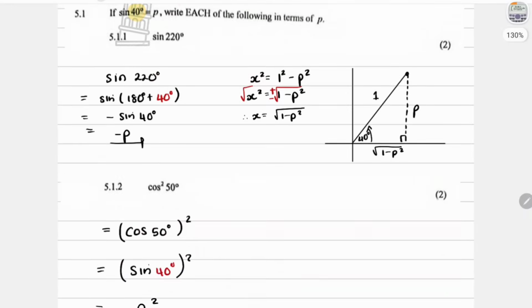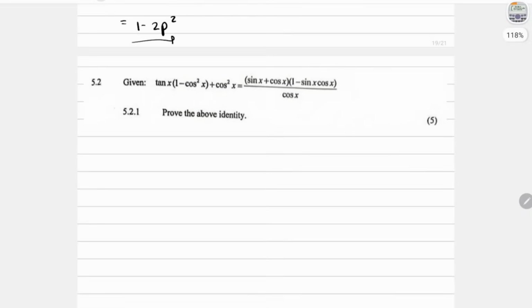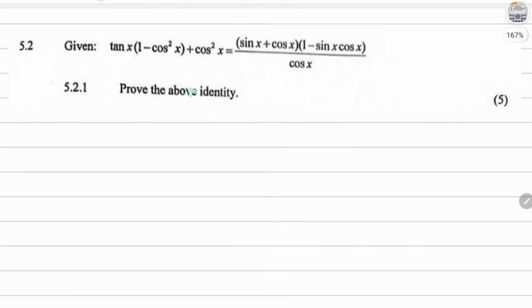Okay, so that is it for our trig diagram. Then we move on to 5.2. Now we're on 5.2 and it says given tan x times 1 minus cos squared x plus cos squared x is equal to, and it's equal to this. We have to prove the above identity. With trigonometric identities, you have two hand sides that you're really looking at, right? You have to either work with the left or the right hand side. So when you look at this identity, which hand side do you think you can actually simplify further?